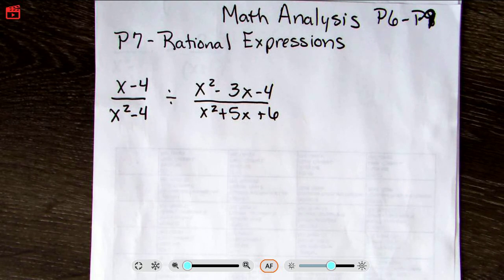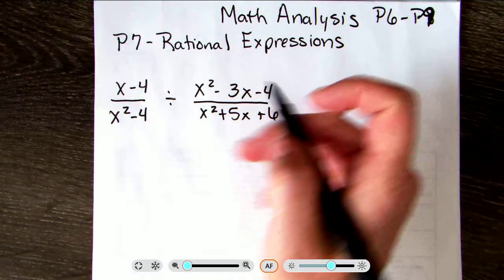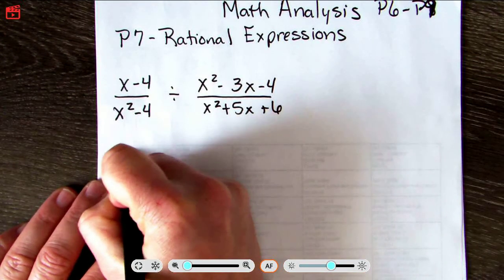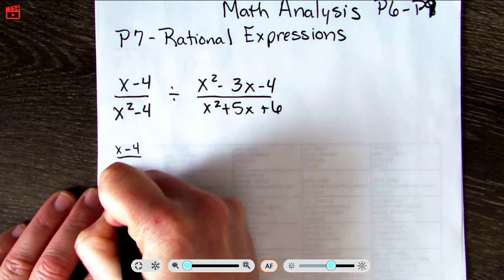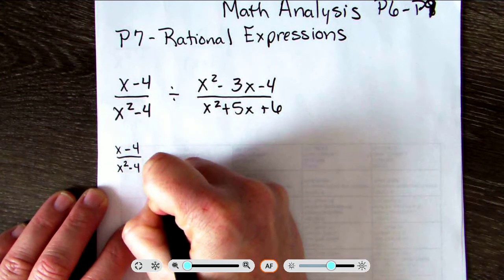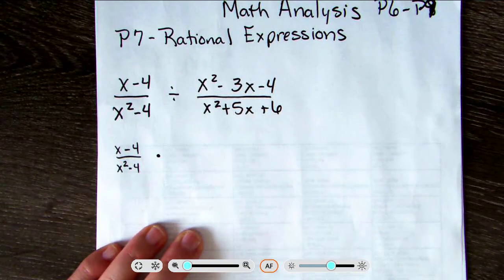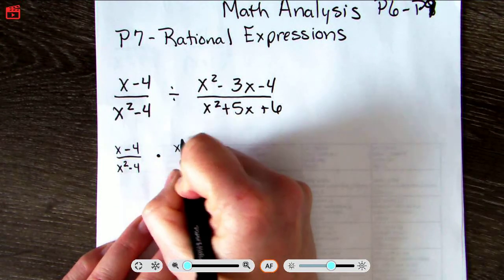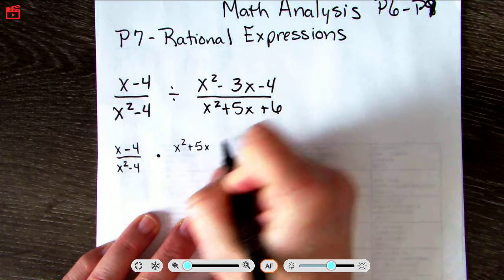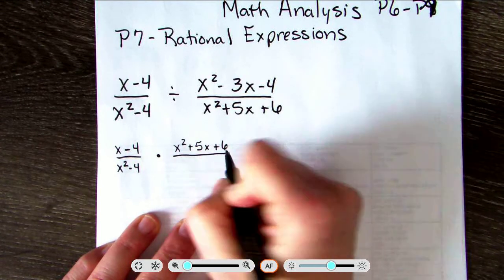So we are dividing two fractions, which means we're going to do the same processes as if they were numbers, which means we're going to change our division to a multiplication, and we're going to multiply by the reciprocal of the second. So I'm going to rewrite this, changing it into multiplication, and I'm going to reciprocate this. So I'm going to put the numerator in the denominator and the denominator in the numerator.